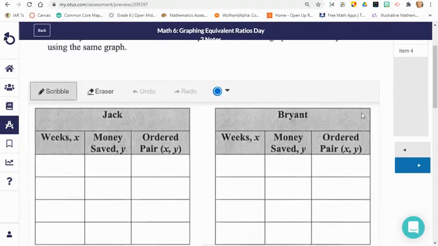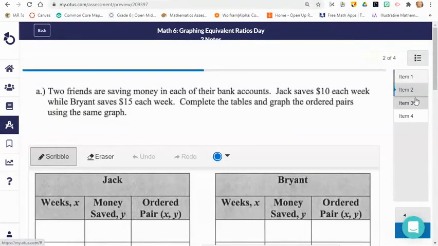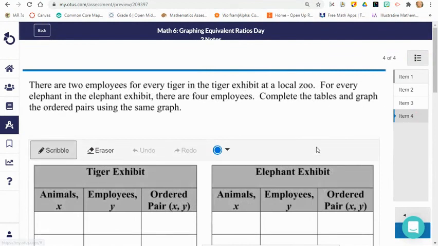All right, so then there are items 2, 3, and 4 for you to complete in your notes. I will upload my notes as well so that you can check and make sure that you're on the right track with these. So if you have any questions, please check my notes on Canvas and let me know.